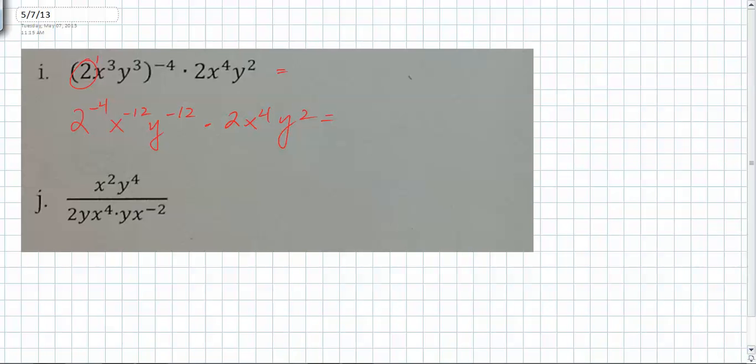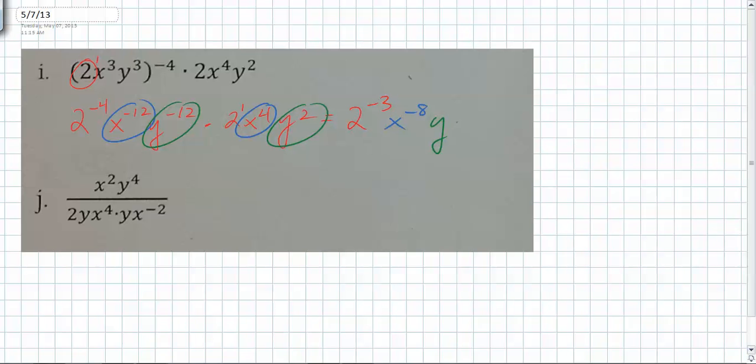Now you can combine all those terms with bases. So it's 2 to the negative 4 and 2 to the first. So it turns into 2 to what power? Negative 3. And then you have negative 12 for the x. Sorry, it's hard to see. Negative 12 for the x and x to the 4. So what does that become? X to the negative 8. And then you end up with y to the negative 12th and y squared.